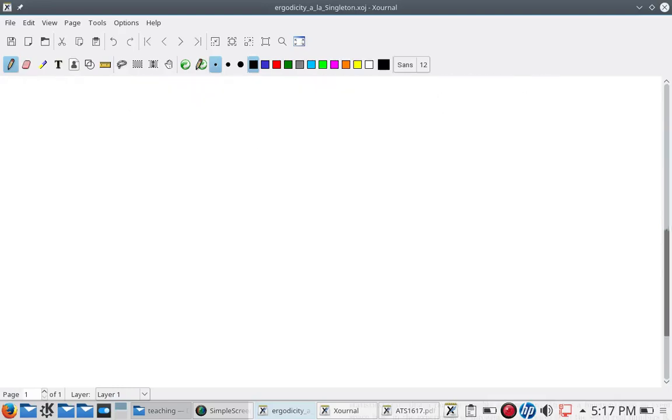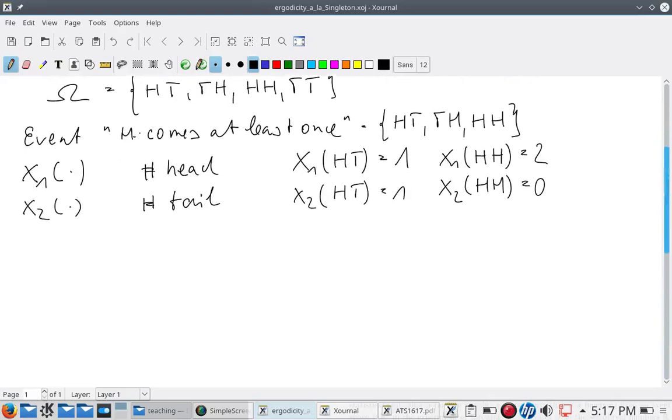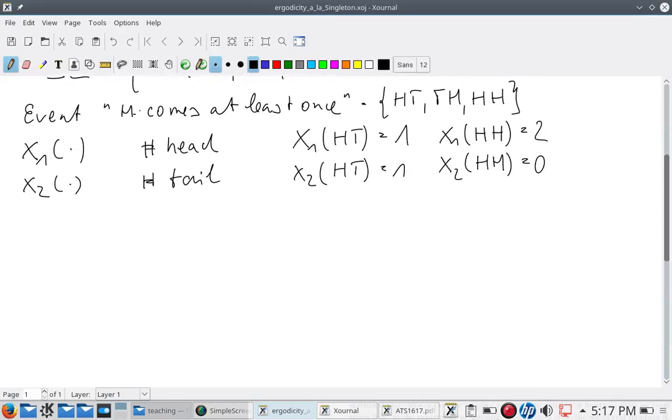Functions that map from one set, one space, to the other, and the sets or spaces which are mapped into, which are brought together here, are the sample space omega and a set of real numbers. In the present case, we would have two random variables, so we would have a mapping from omega into R squared.